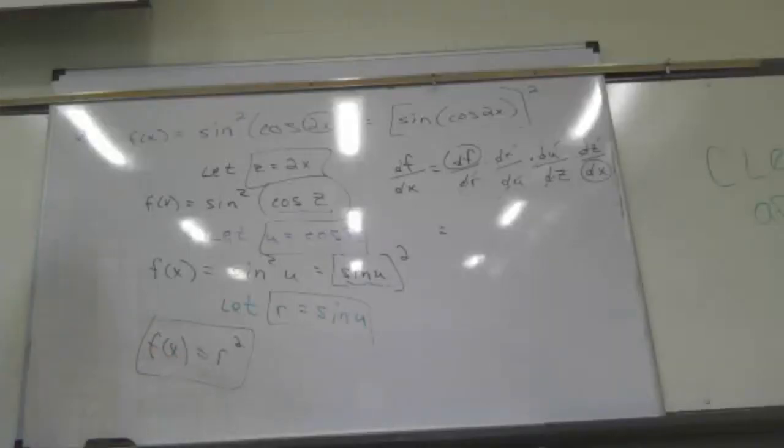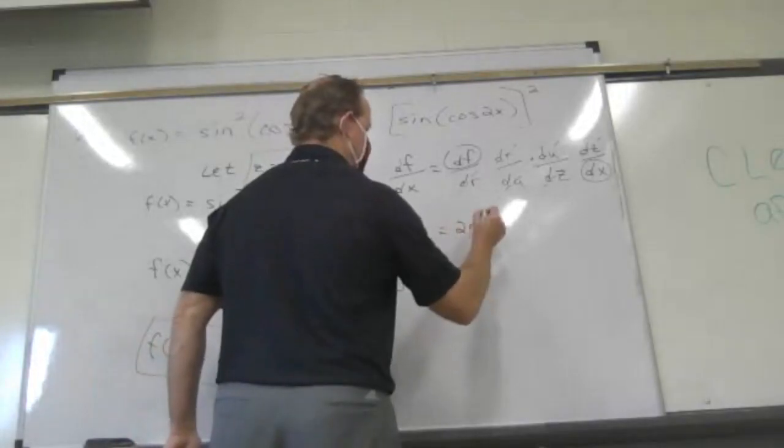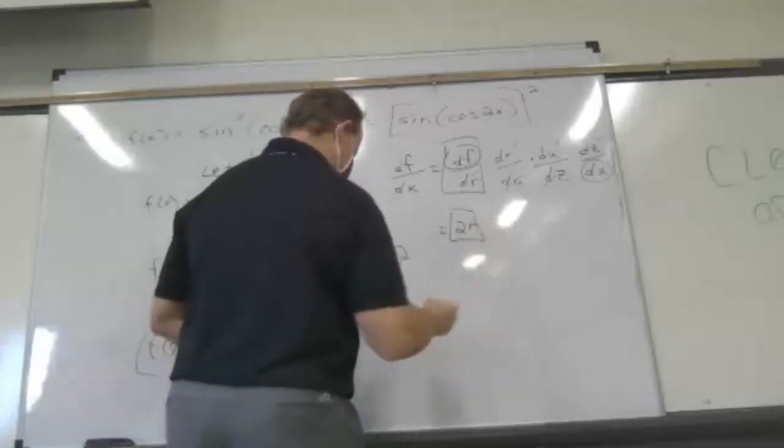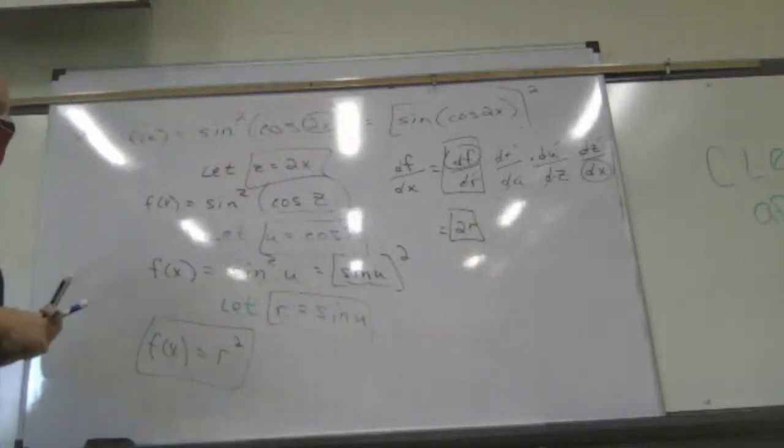What's df/dr? f of x is r squared. What's the derivative of that with respect to r? 2r. 2r, right? So it's 2r. Everybody good? So that's this one. That's in. And then what's next?